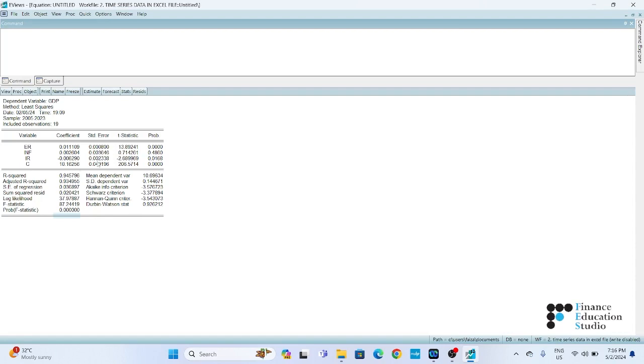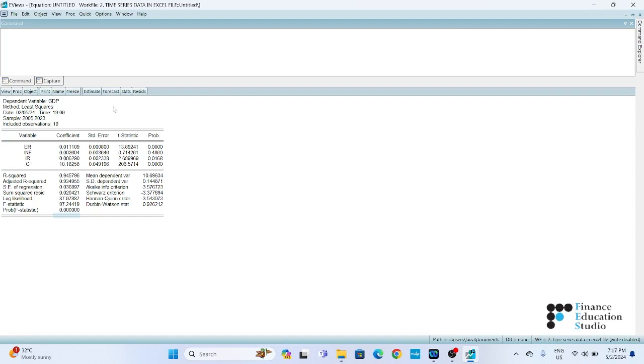You can also determine the direction of relationship between independent variable and dependent variable, and also determine whether the relationship is significant or insignificant. In order to find the direction of relationship, negative or positive, if the coefficient has a negative sign, it means that there is a negative relationship between this variable and the dependent variable.